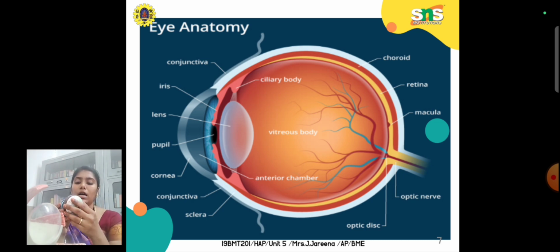And next to this, you have the lens. Then you have the innermost layer, that is the retina.